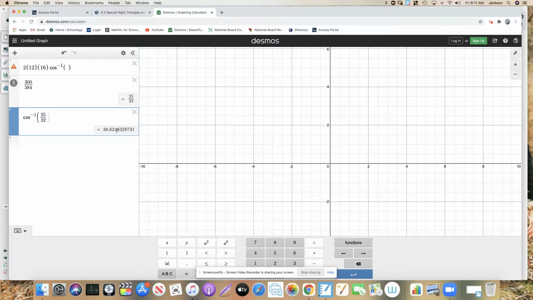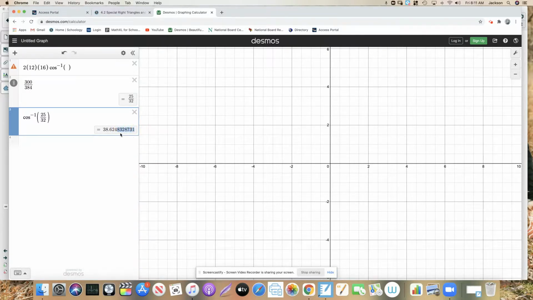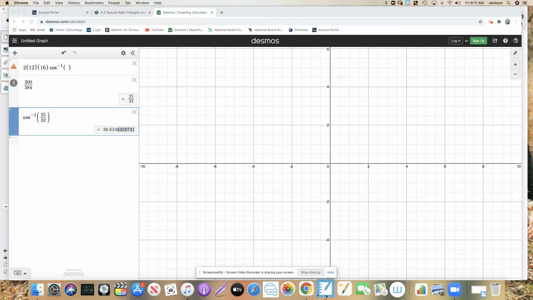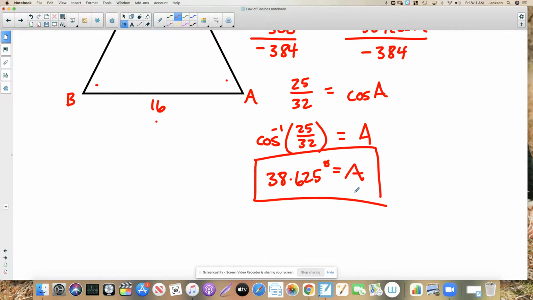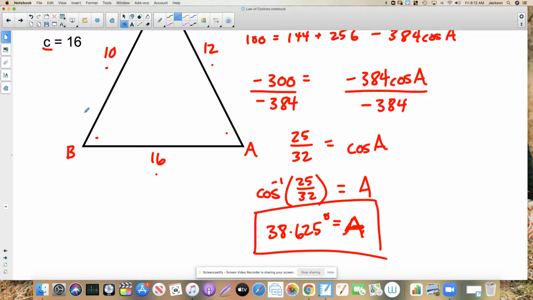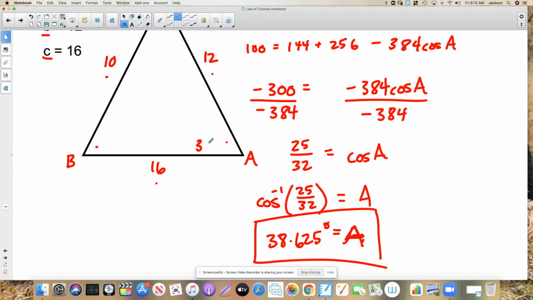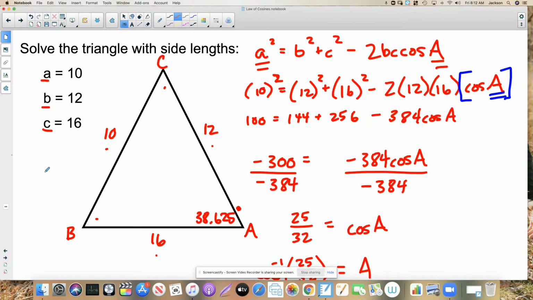If we want to round to the thousandths place, we're going to look here and see that the 8 moves this to 5. So 38.625 degrees is our answer here. That's the measure of angle A. Keep in mind that we don't put the M and the angle symbol in front of these angles. So now when you come back up here, we actually know this angle's approximately 38.625 degrees.